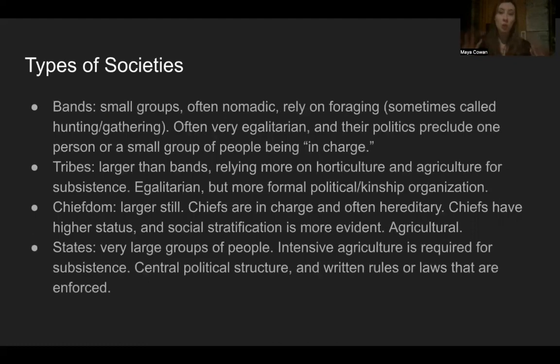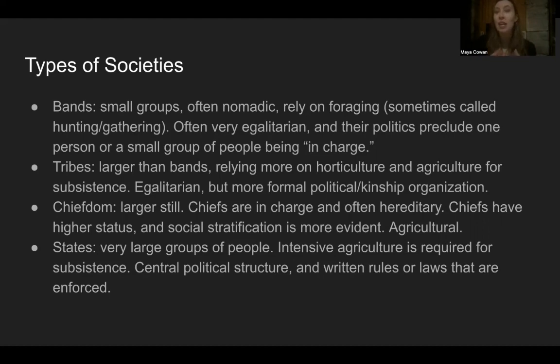So historically in anthropology, we tended to group different categories into these four categories, which I stole from an anthropology textbook, but don't worry, I put the description in my own words. So bands are considered to be small groups. They're often nomadic. They rely on foraging. Sometimes foraging is called hunting and gathering. I don't like that description. I just like to call it foraging.